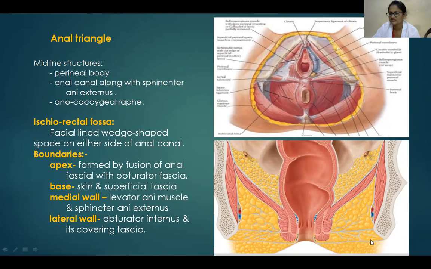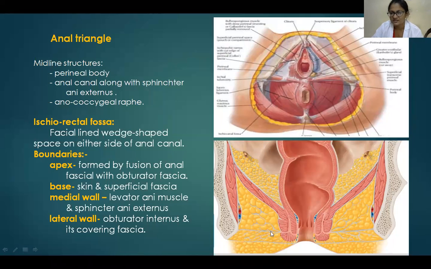Base is formed by skin and superficial fascia. Next, the medial wall is sloping downwards medially. It is formed by the levator ani muscle and the external anal sphincter muscle. The lateral wall is vertical, which is formed by the obturator internus muscle along with its lining, the obturator fascia.